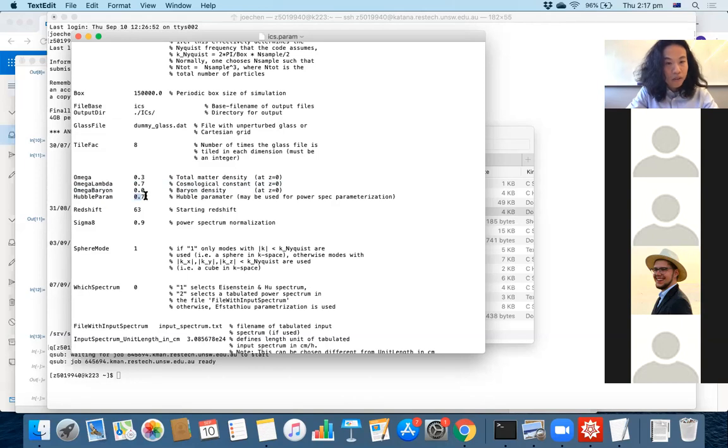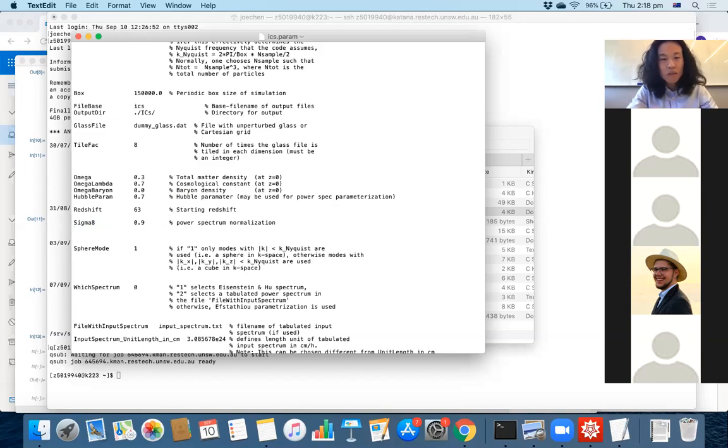And the Hubble parameter is just the little h, not the capital H. And this is the starting redshift that you want to be at. The sigma 8 is also a redundant parameter, because Ngenic needs this if you feed it the power spectrum from today, at z equals 0, and then Ngenic will do the scale back for you. But since we computed the z equals 49 initial power spectrum already, we don't need Ngenic to do any rescaling. So the sigma 8 normalization is not a meaningful parameter.